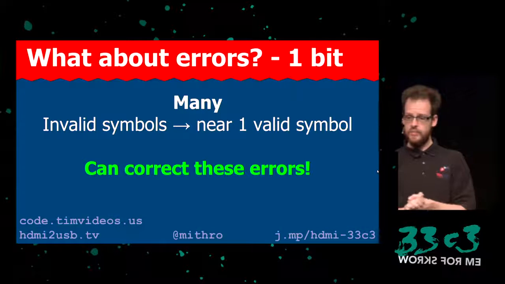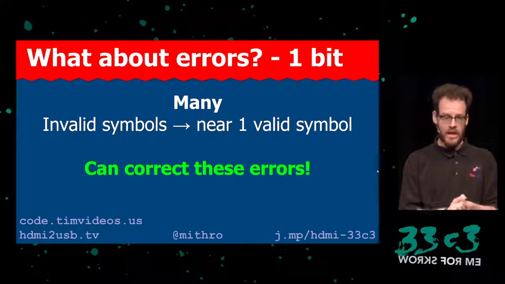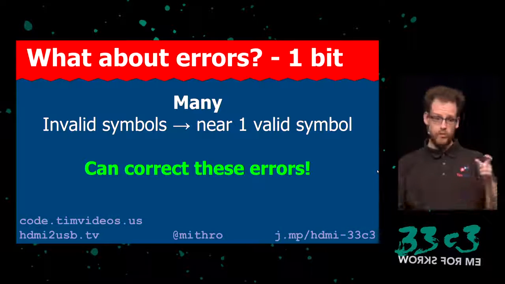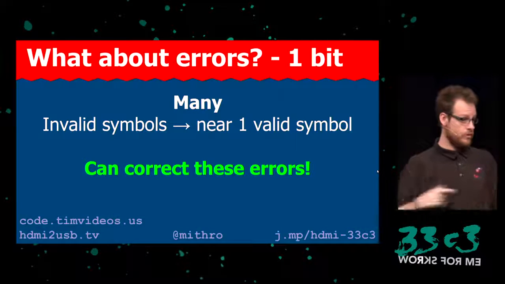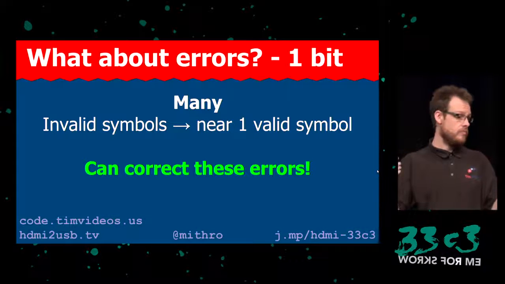This means that a huge number of the invalid symbols are only near one other valid symbol, and so we can actually correct them. We can go, this symbol must have been this other symbol because it's not a valid symbol. It must be a bit error from this other symbol. So we can correct these errors. And this is quite cool. We can correct about 70% of single-bit flip errors in pixel data.